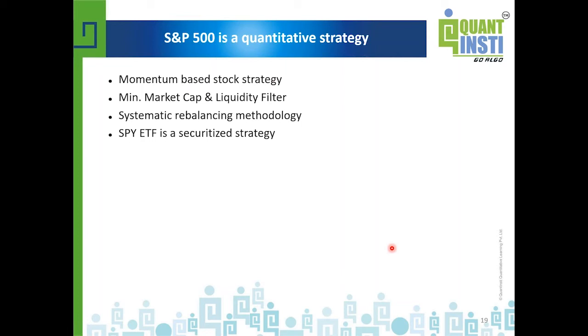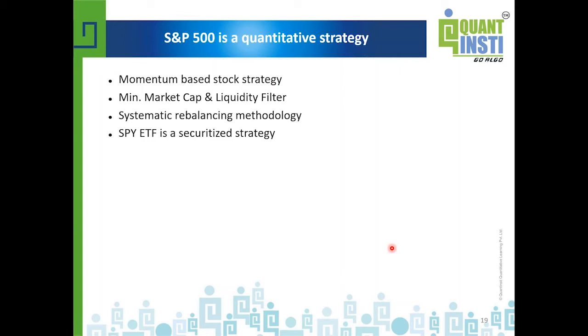Actually, it's a momentum-based stock strategy. And it has quantitative filters. These quantitative filters include a minimum market cap of around 6.1 billion, and a liquidity filter, which is an average volume on lit exchanges that must have a turnover. And they have a systematic rebalancing methodology. Standard & Poor's puts out a white paper that explains exactly what their rebalancing methodology is and their weighting allocation. So it's a very systematic, governed method in order to do this. So now if we consider that the S&P 500 is a quantitative strategy, SPY, the ETF, is in fact a securitization of that strategy.